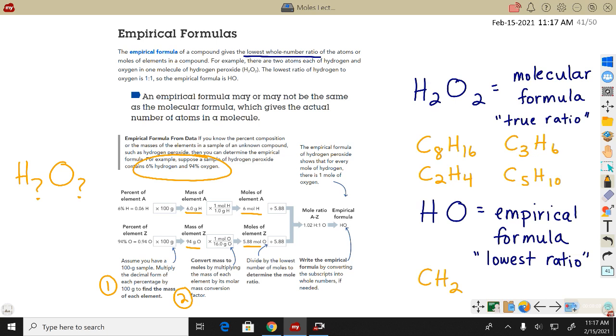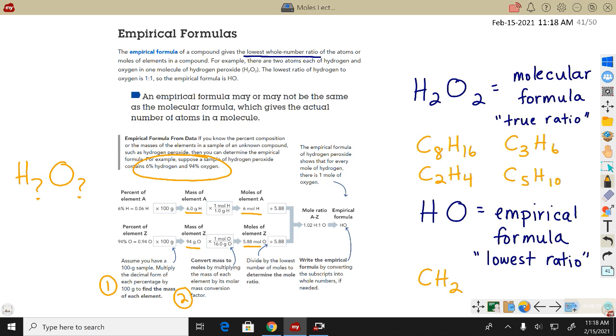Now from there, we want the simplest whole number ratio. Maybe 6 is a beautiful whole number, and maybe my moles of oxygen come out to be about 5.88. Usually, I like to leave about 2 decimal spots in my molar masses, and then about 2 decimal spots in my moles, just to make sure that I'm not rounding too heavily. So I've got 6 moles of hydrogen, 5.88 moles of oxygen. It's really close to a ratio of 6 to 6.